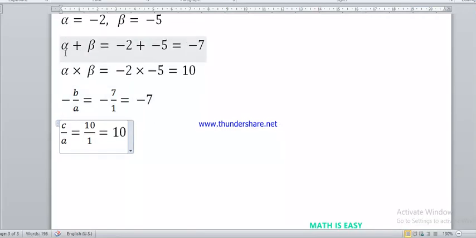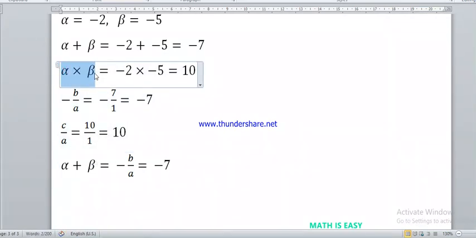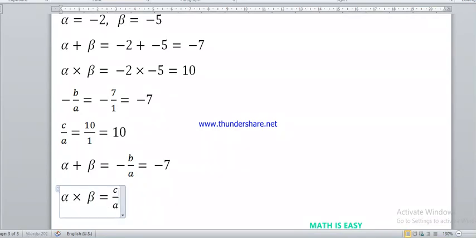So you got the values the same. For the final conclusion step, I have to write alpha plus beta equals minus B upon A, that is also equals minus 7. Next step is alpha into beta. Alpha into beta equals C upon A, which equals 10.